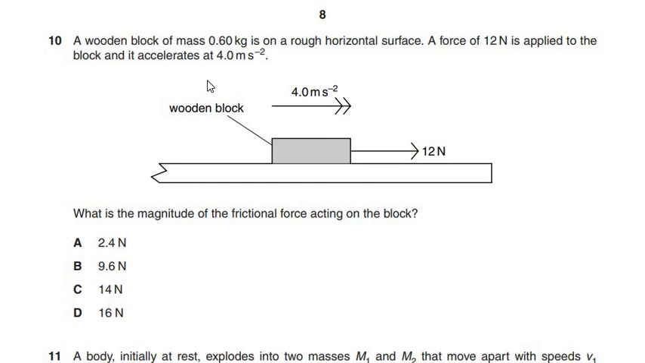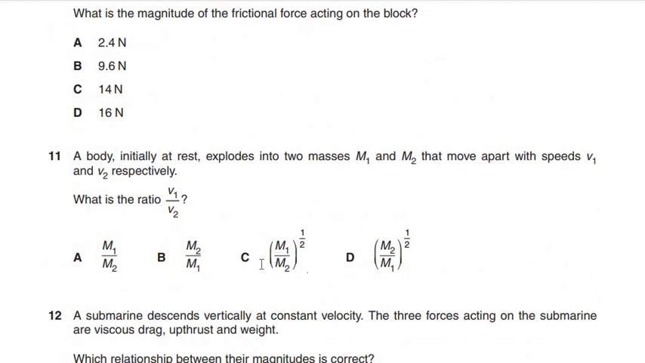But you're applying a force of 12 newtons. So how much force is actually being used to accelerate it? Only 2.4 of the 12. So what about the rest of it? It's being used to work against friction. So your answer is B, 9.6 newtons. All right, there you go.